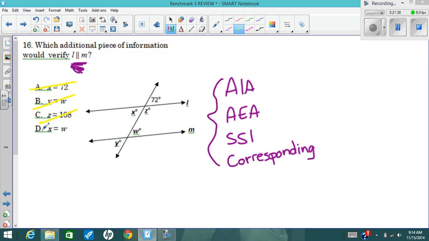So we're left to check and make sure that D is correct. X and W are alternate interior angles, and alternate interior angles must be congruent for lines to be parallel. So answer D would tell us that those lines are parallel.